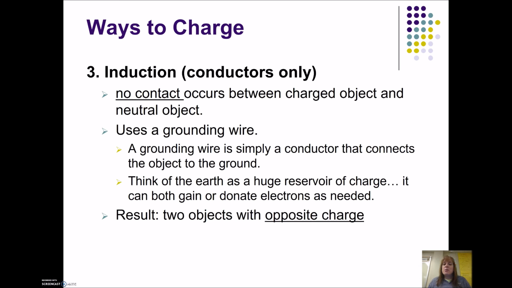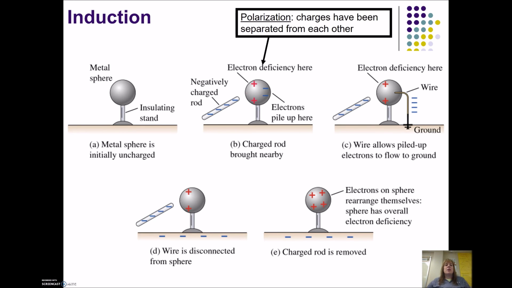What happens when we do it this way is we can get objects with opposite charge. Conduction, it's the same charge, but with induction, it's opposite charge. So let's look at how this works. So we're going to start here. I have this sphere on an insulating stand. If I bring a negatively charged rod in here and I don't touch it, remember, it's kind of like the electroscope, what happens is the opposite charge accumulates as far away from the charged rod I brought in as possible. So those electrons move over there. That's actually called polarization. Polarization is when I get a separation of charges.